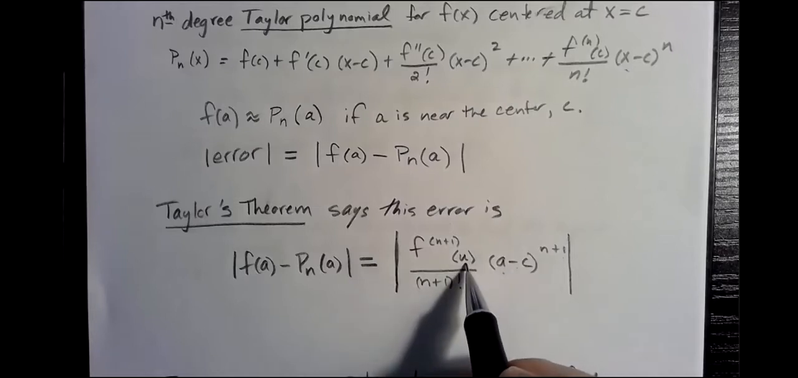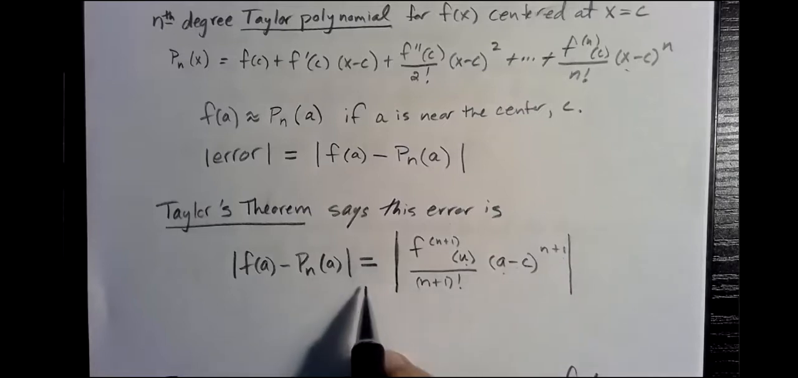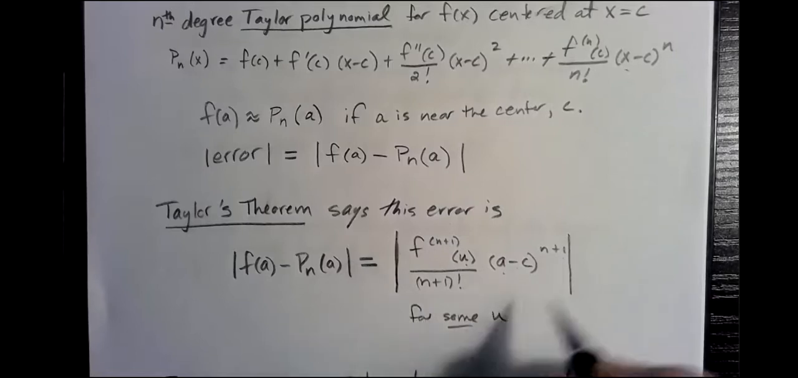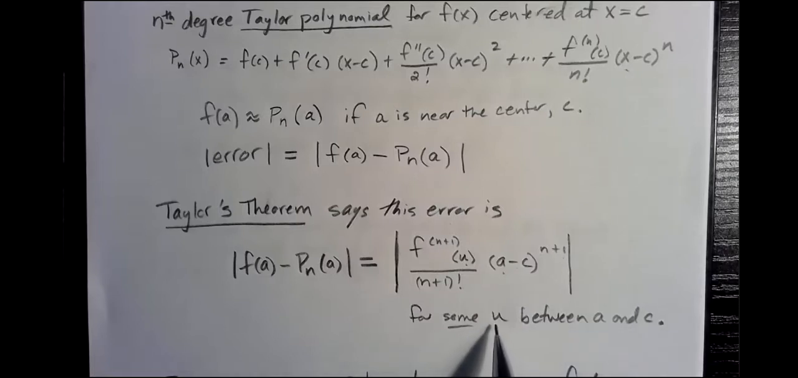Now, we need a little explanation about this u. It is an x value, but Taylor's theorem says that this equals the error for some u between a and c. So for some x value u between the center c and where we're evaluating the polynomial, the error is equal to exactly this if we plug in that value of x. The problem is that in practice, finding the u where we have the exact error is very, very difficult, if not impossible in some cases.